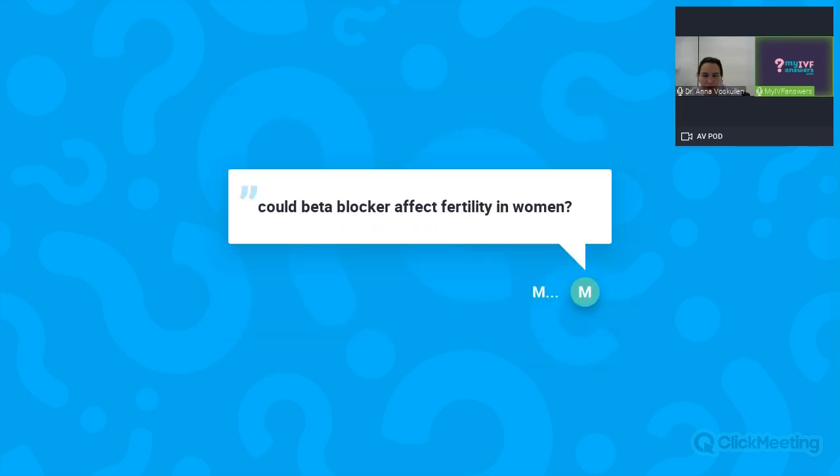Could beta blockers affect fertility in women? I'm not sure about that. I didn't read about beta blockers affecting fertility, so I think probably not, that it doesn't have an impact on fertility in women, but I should probably look at a little bit more data about it. But if I had to say something, I would say probably not. Okay, of course, understood. Thank you for that.